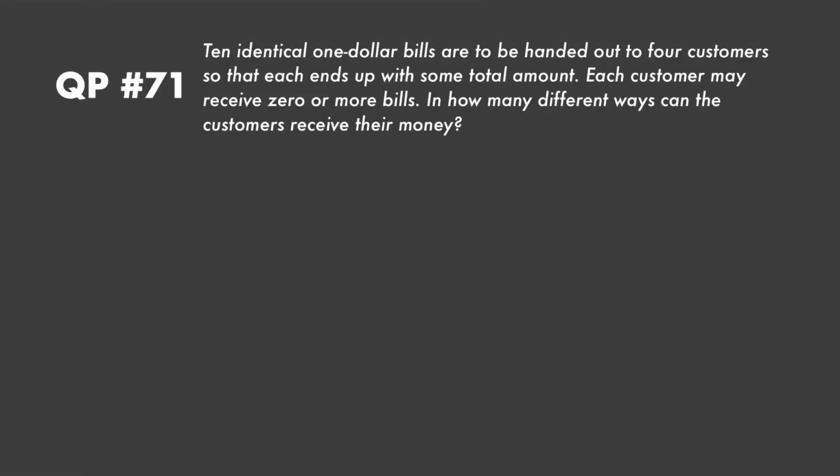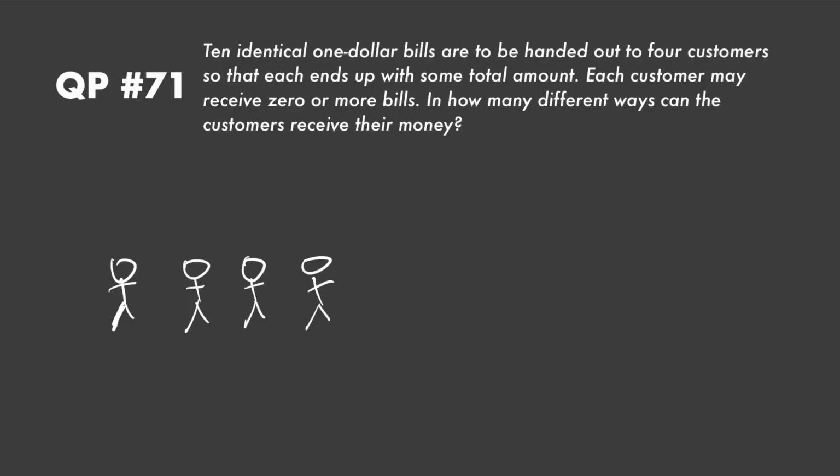Hello everyone, today let's take a look at Quantipus number 71, another combinatorics question where we have 10 identical $1 bills to be handed out to 4 customers so that each ends up with some total amount. Each customer may receive 0 or more bills, so in how many different ways can the customers receive their money? Now what does this mean exactly?